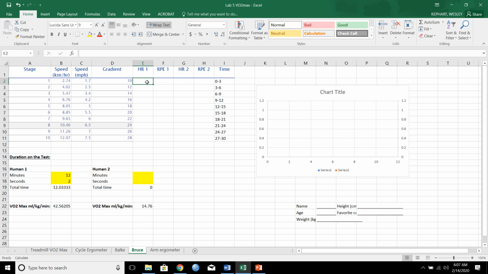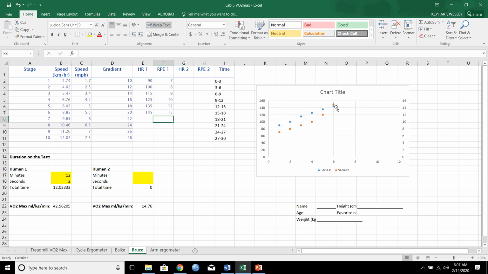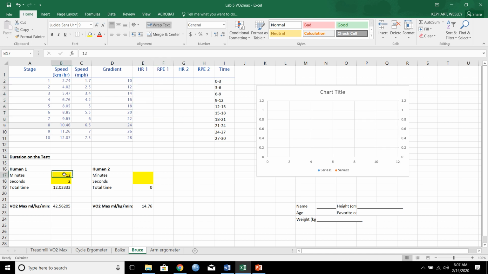If their heart rate is 90, RPE is 7, 100, 115, 125, 135, 145, whatever, 8, 9, 10, 12, 15, something like that. I already have that programmed in for you, so there you go. Now I only have it programmed in once, so make sure that you knock that out and do the second one.